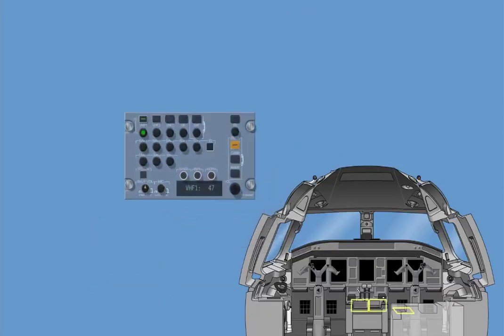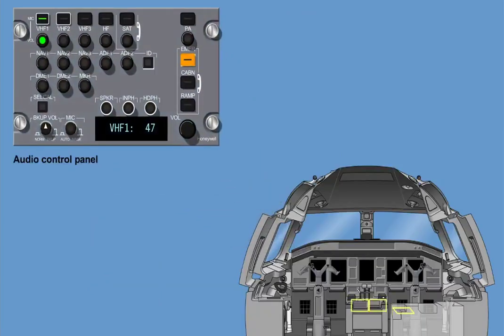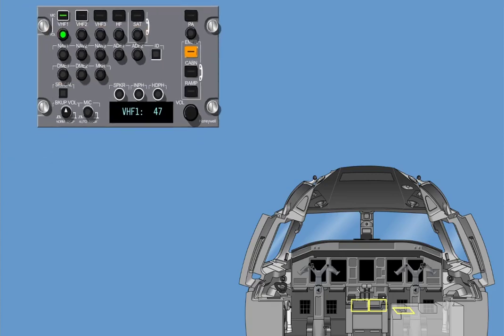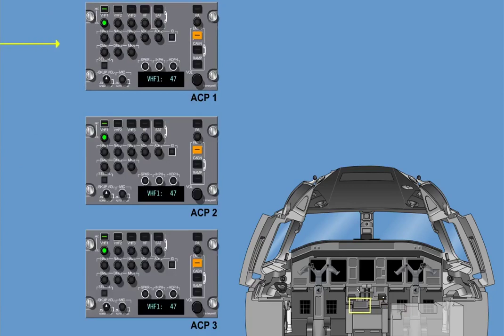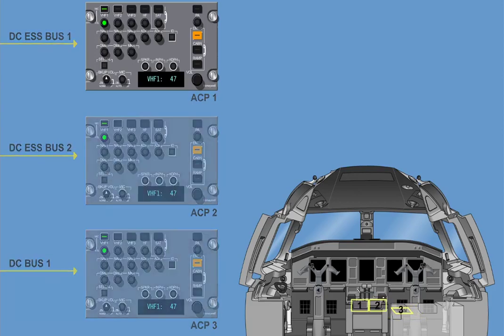Three audio control panels, one for each crew member and one for the observer, provide the microphone and audio selection for all audio communications to and from the cockpit, including aural warnings. Audio control panel 1 is powered from DC Essential Bus 1, and audio control panel 2 from DC Essential Bus 2, while audio control panel 3 is powered from DC Bus 1.